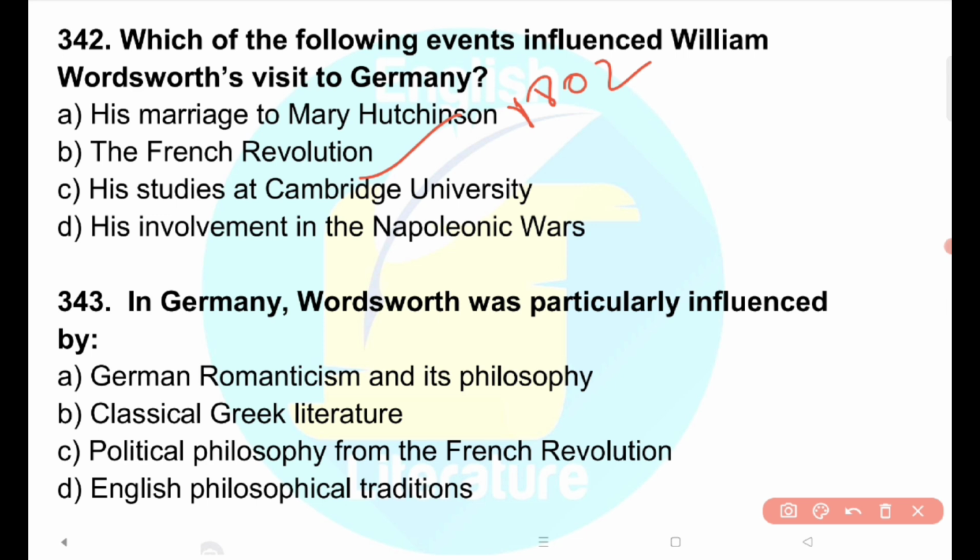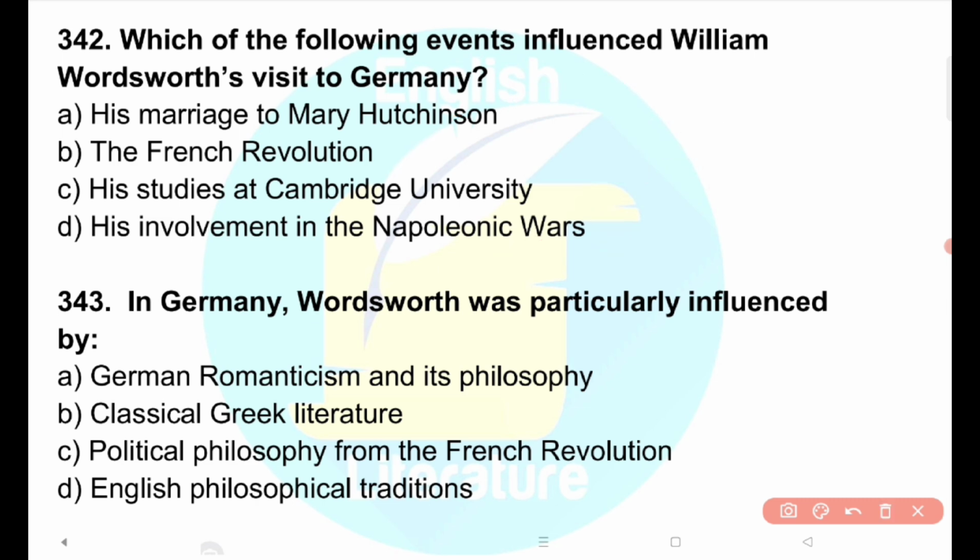Wordsworth completed his studies at Cambridge in 1791, well before his trip. Wordsworth was never involved in the Napoleonic War. So option B is the correct answer.